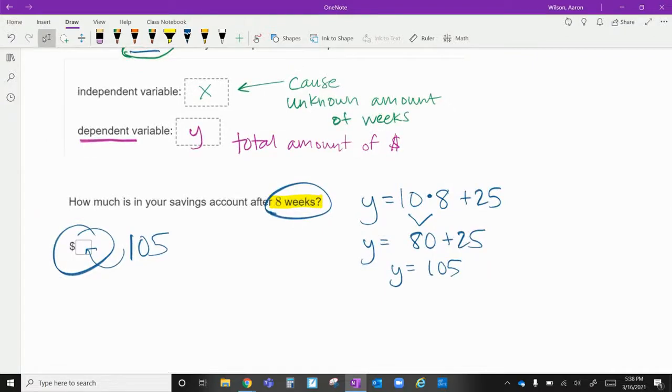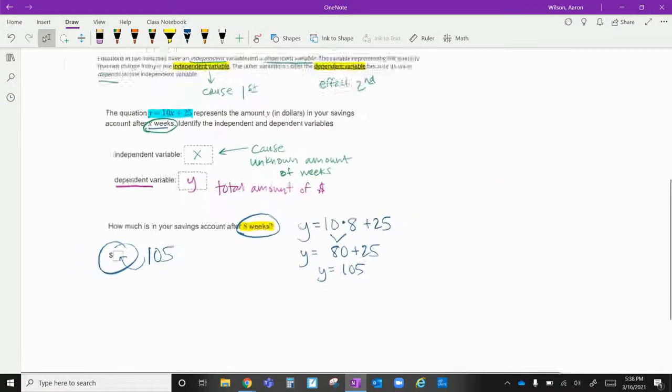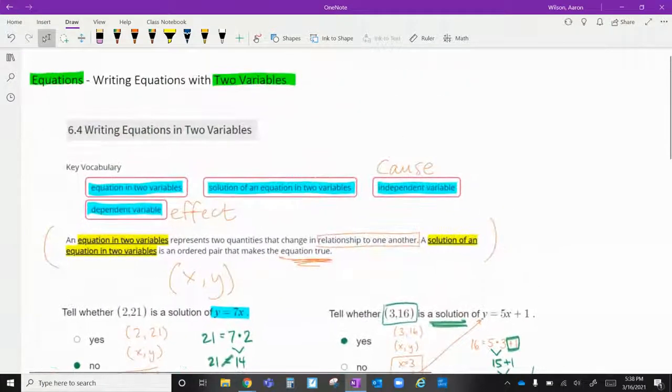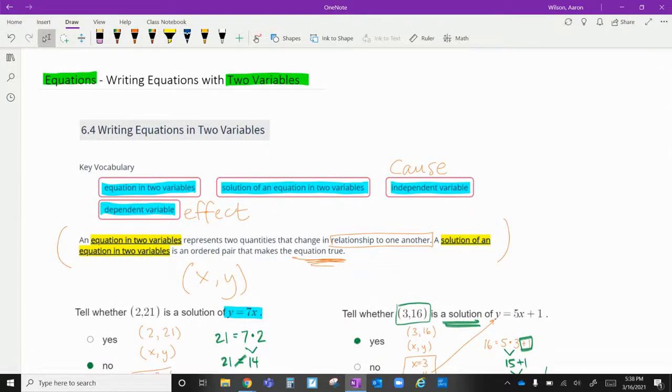All right, so those are some examples of taking a look at independent and dependent variables that happen to be also involving two variables in an equation.